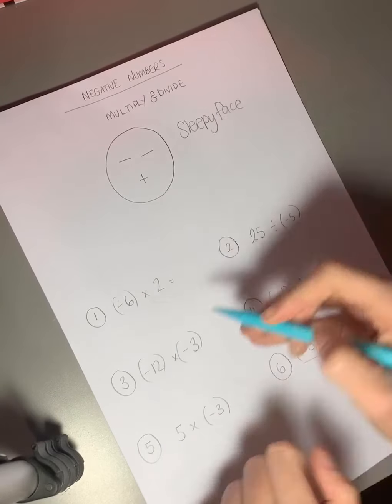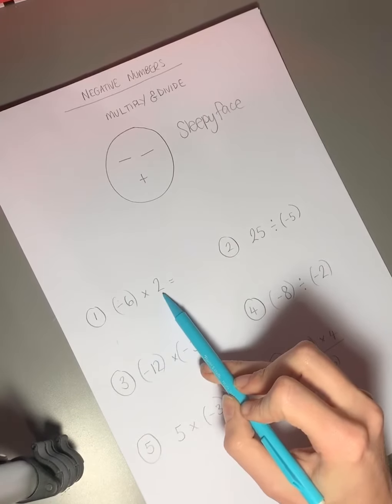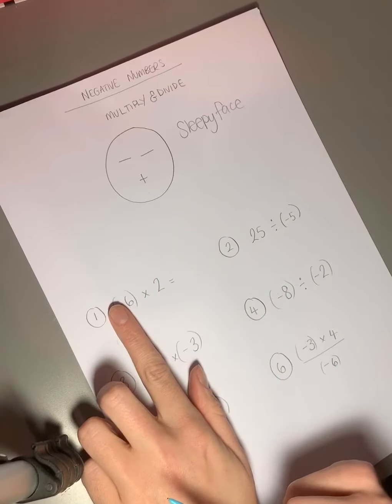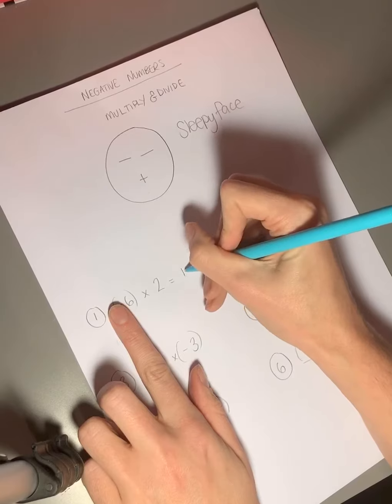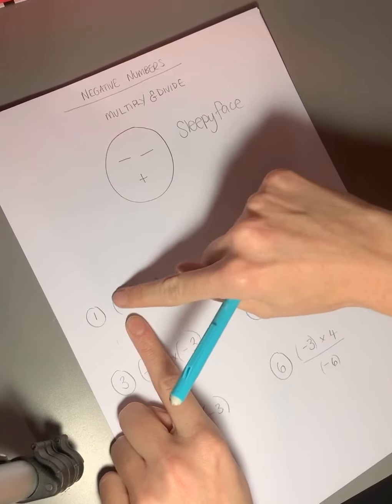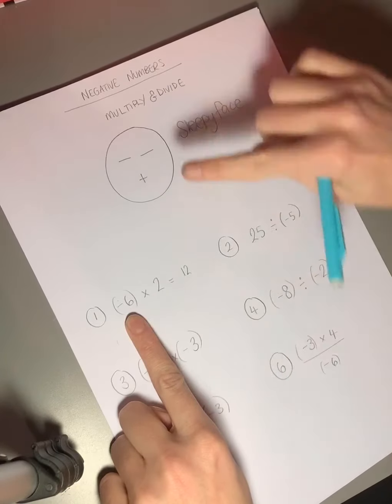Okay? So I've got -6 times 2. Forget the negative, just work out what 6 times 2 is. So we should know that that's 12. And now I've got to decide, is my answer going to be positive or is it going to be negative? So I'll look at the number 6 here and it's got a negative sign, so it must be negative.